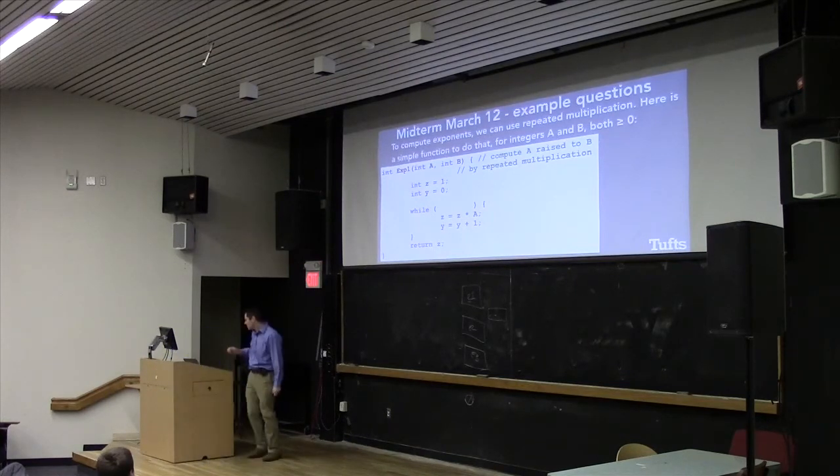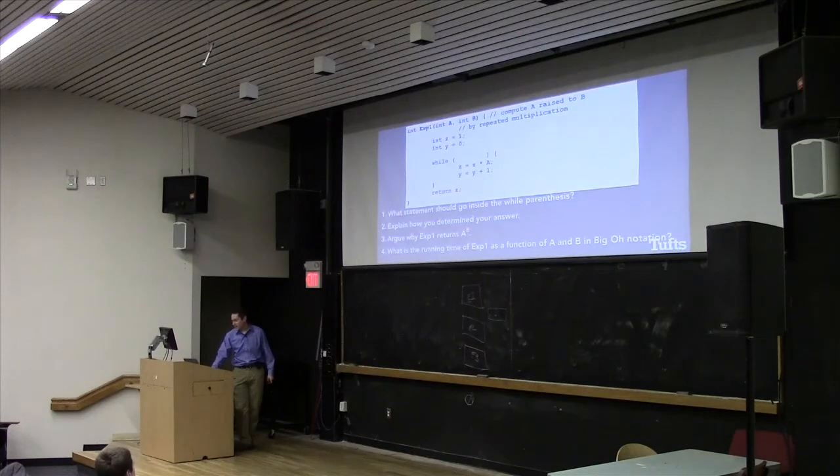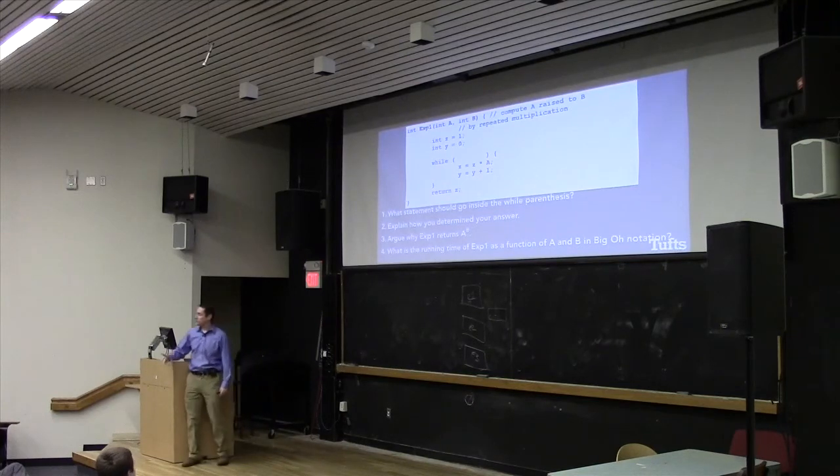OK, let's see. What other questions would I have on this? What statement should go inside parentheses? Check. We did that. Explain how you determined your answer. There you go. Argue why this function actually returns a to the b. You kind of just did that when you said it's a counter. But you could go into a little more detail and say that a raised to the b means a times itself b number of times.